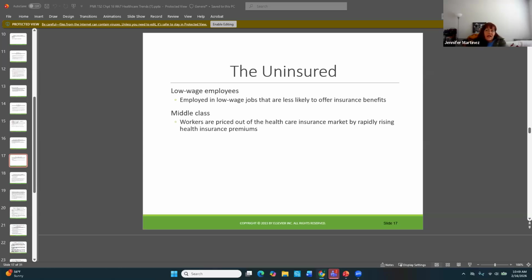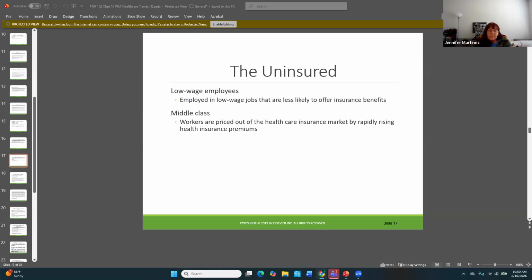So one of the biggest things that we worry about as nurses and healthcare providers is the uninsured. And there are lots of reasons why we worry about the uninsured. For one, generally speaking, they don't have access to insurance. They generally will not take part in the health promotion activities, like the screenings and things that we worry about.